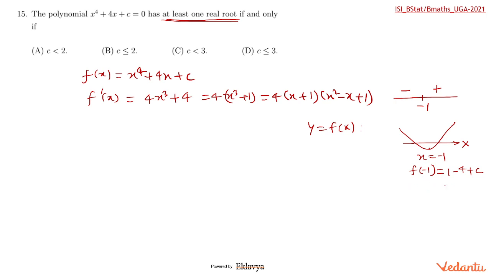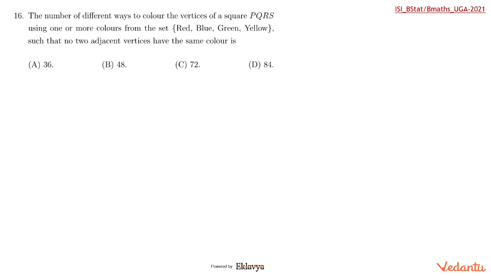So this f of minus 1 must be less than or equal to 0, and this is minus 3 plus c less than or equal to 0, which means c is less than or equal to 3. So the final answer, option number D, is correct. So 15, option number D is correct. Alright, so from the graph, very clear.